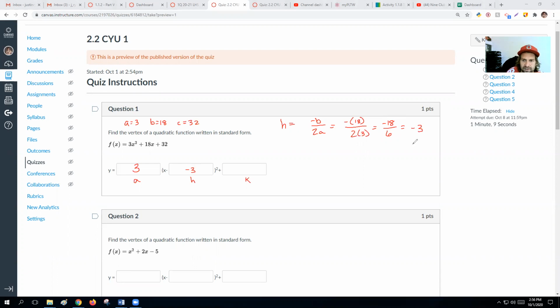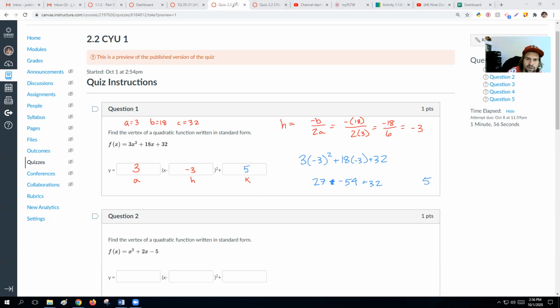Our K, we have to plug our H number back in to find K. So plug it in and take our time. 3 times negative 3 squared plus 18 times negative 3 plus 32. All right, so negative 3 squared is 9. 9 times 3 is 27. All right, then we got 18 times negative 3 is negative 54. And then plus 32. So let's see, 27 minus 54 is negative 27. Negative 27 plus 32 is 5. So that's what our K is.